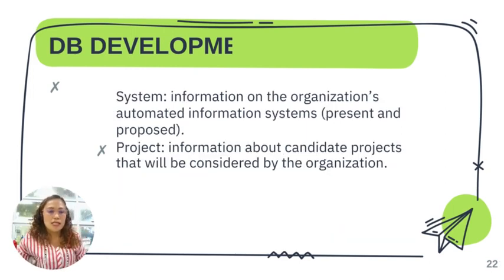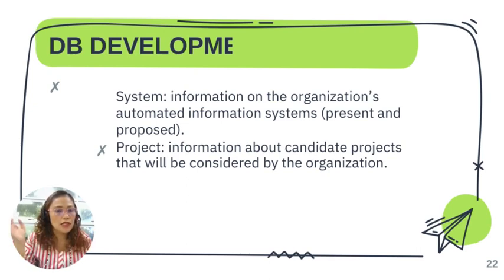Right? Next is system. When you say system, it is the information and the organization's automated information system. That is, if there is a current automated system, you present the current automated system vis-a-vis your proposed system, and then you cite the advantages of your proposed system over the present system. So that's part of it: you enumerate the advantages of your proposed system over the existing system.